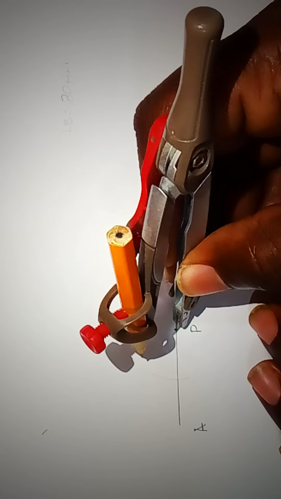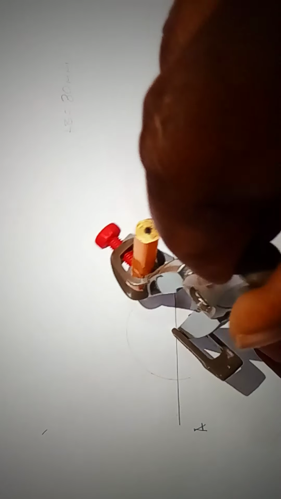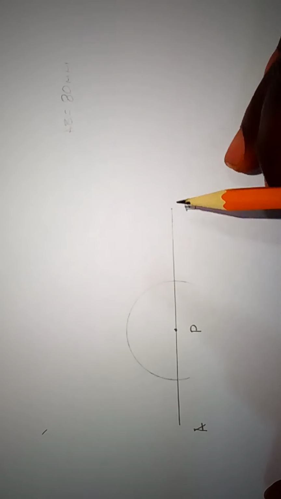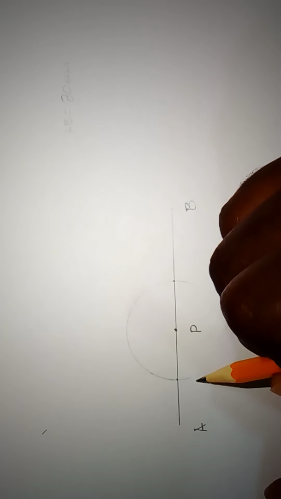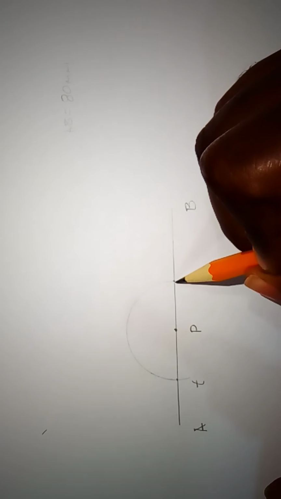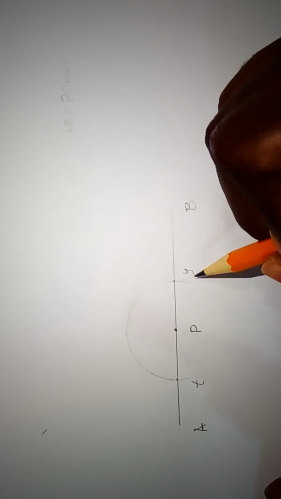Then now I am going to swing an arc, pretty much like this. Yeah, swing your arc. Good. Now where the arc cuts the line AB, two places, we call them points of intersection. So I'm going to put a little point there and a little point there, and I'm going to call this one to the left of P, little t, and this one on the right of P where the intersection is, little y.